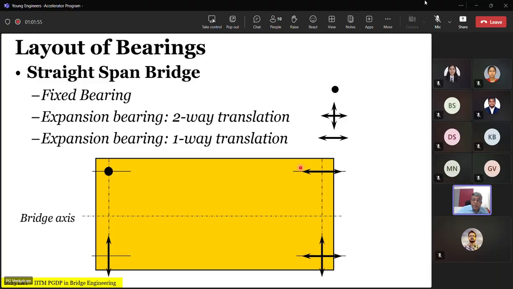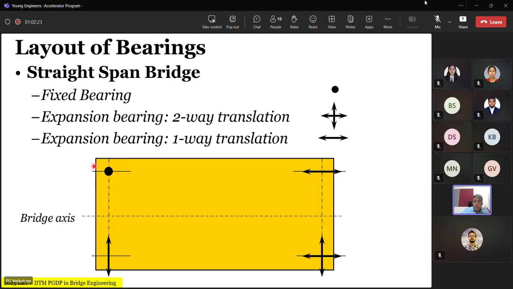So when we have a type of bearing, the symbol normally used when you see a dot means it's a fixed bearing. What does it mean? It means that it does not permit relative displacement between the deck and the supporting substructure in both directions. And if you see a symbol like this, it says it permits movement in both directions. And if you see something like this, it permits movement in the direction of the arrows.